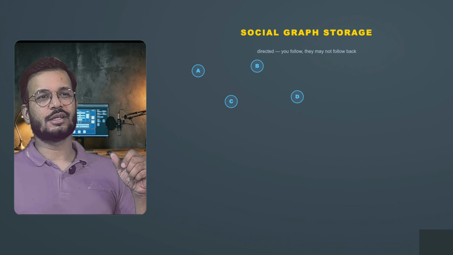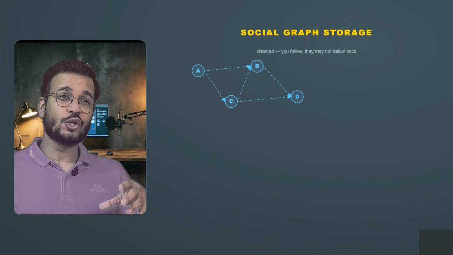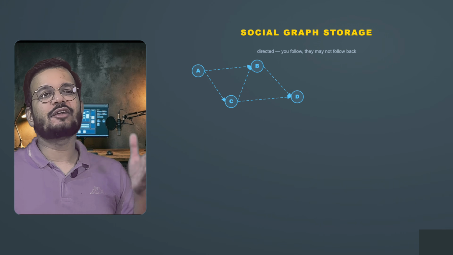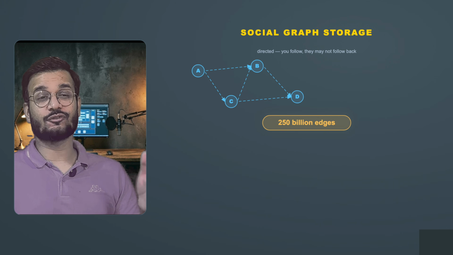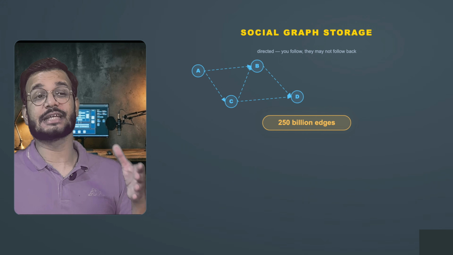Now we are going to deep dive into the social graph and the sharded counters. These are the 2 more components worth deep diving. The first is the social graph storage. The social graph is a directed graph. You follow someone, they may or may not follow you back. At 500 million users with an average of 500 connections each, we have 250 billion edges.